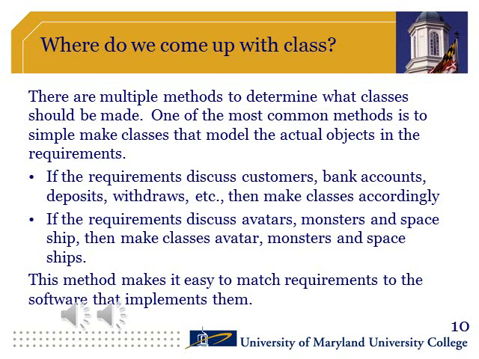There are multiple methods to determine what classes should be made. One of the most common methods is to simply make classes that model the actual objects in the requirements. If the requirements discuss customers, bank accounts, deposits, withdrawals, etc., then make classes accordingly. If the requirements discuss avatars, monsters, and spaceships, then make classes Avatar, Monster, and Spaceship. This method makes it easy to match requirements to the software that implements them.